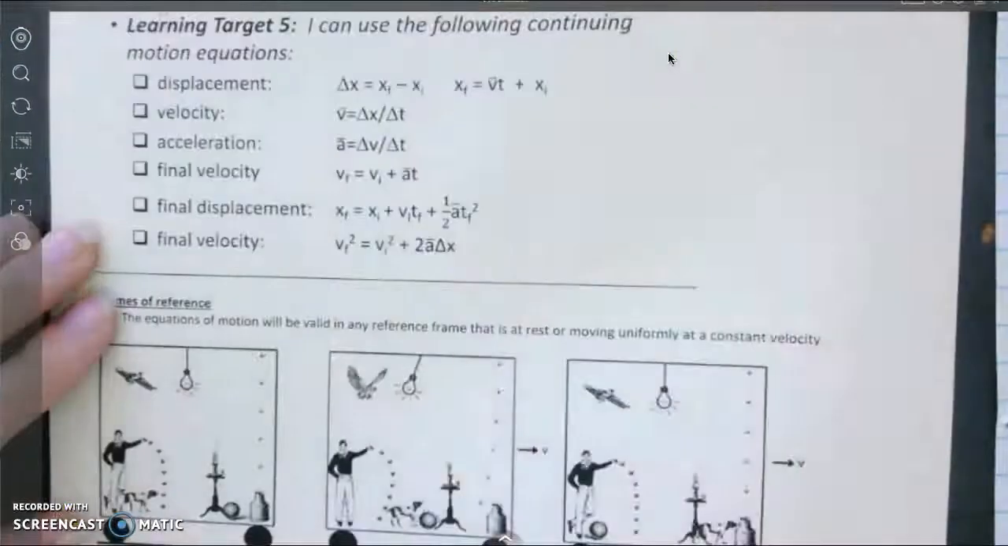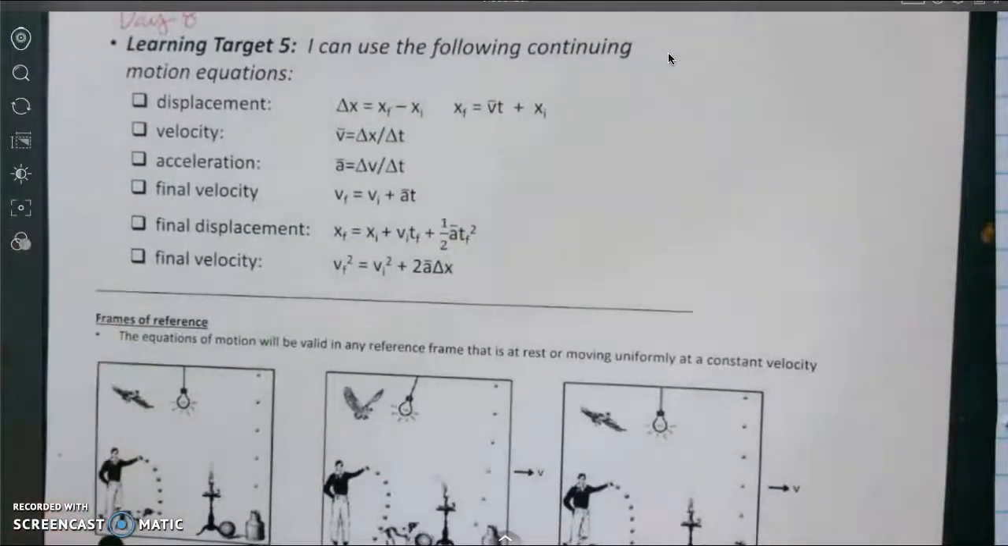Okay, guys, learning target number 5. So it says I can use the following continuing motion equations. So let's take a moment and look at those. Some of these we've seen before.